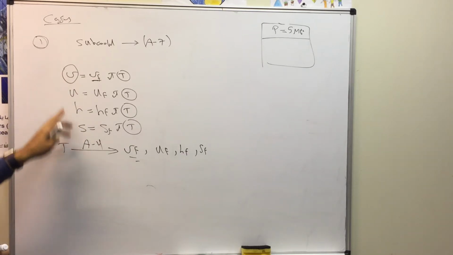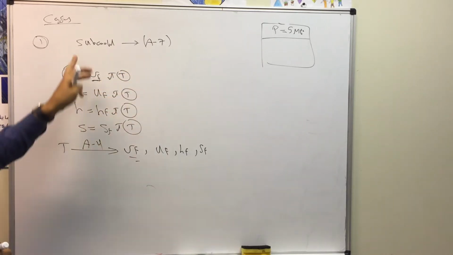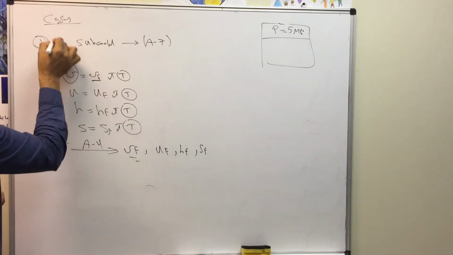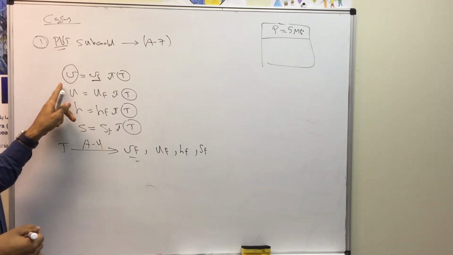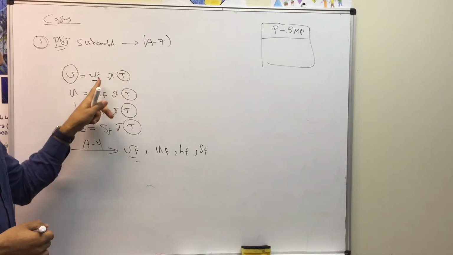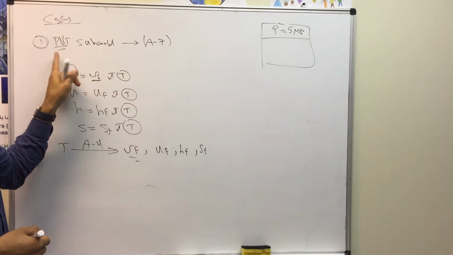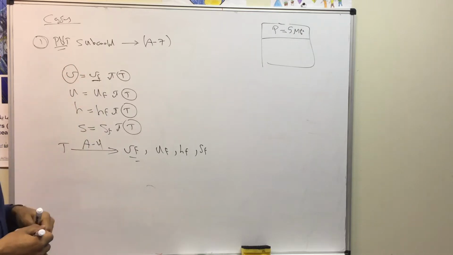But why do we consider those properties at the given temperature, not the given pressure? In this case, pressure and temperature are both given. But we consider the properties to be equal to the saturated liquid properties at the given temperature, not the given pressure.